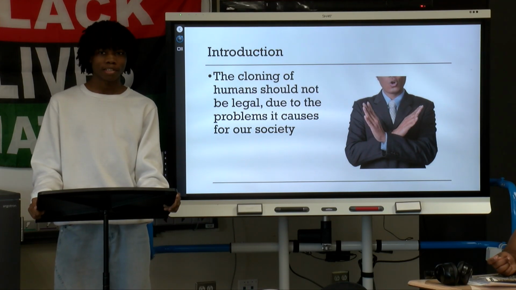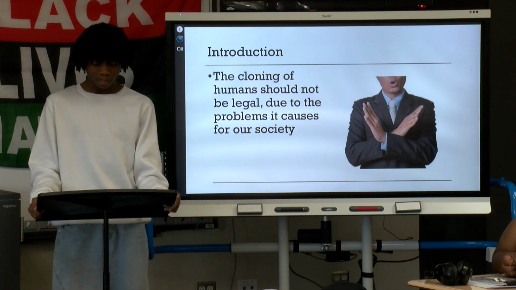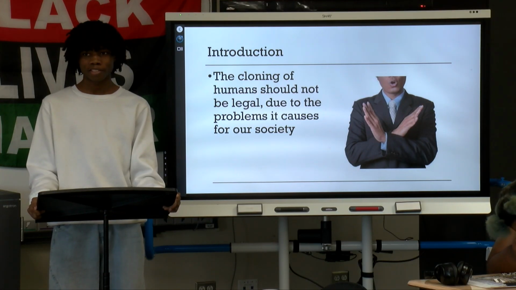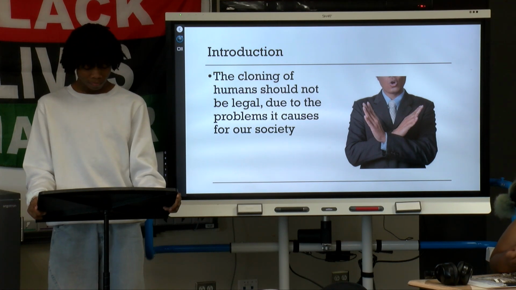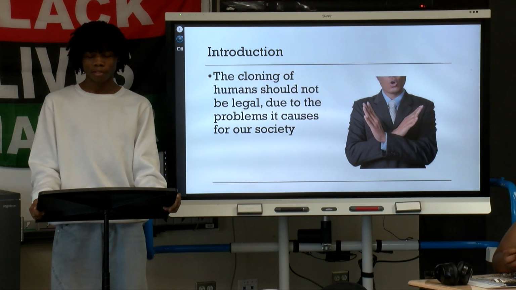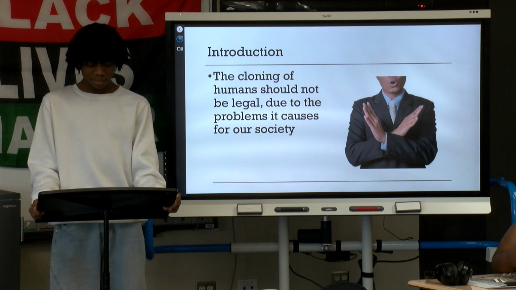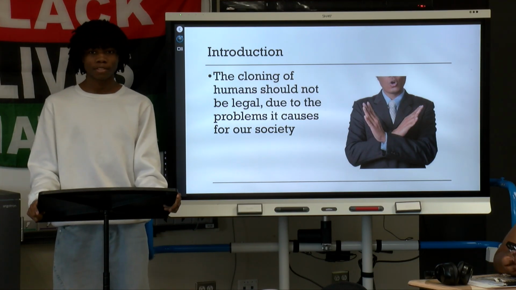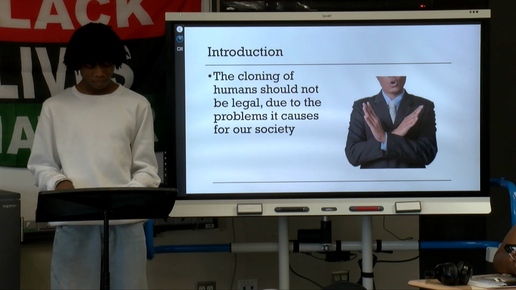According to the National Registry of Exonerations, 147 people were exonerated, which means the wrongful convictions were overturned. While this is good news, this also means that the number of wrongful convictions could be higher, and we just don't know. Altogether, 147 people lost 1,980 years of their lives collectively. The cloning of humans should be legal due to the problems they cause for our society.